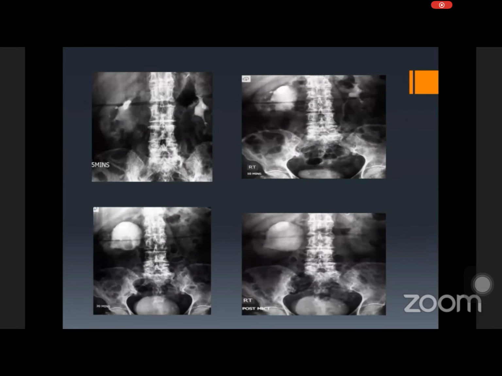This is a serial set of images of PUJ obstruction. What we see here is a progressive dilatation of the renal pelvis. Compared to the 5 minute image, in the 30 minute image there is a significant dilatation of the renal pelvis, and the contrast is not excreted into the ureter. So this is a right PUJ obstruction with non-functioning of the right kidney.